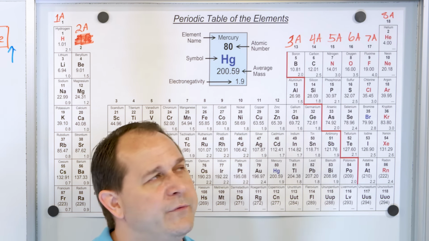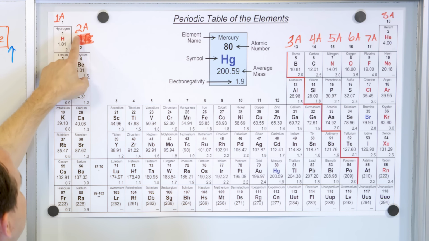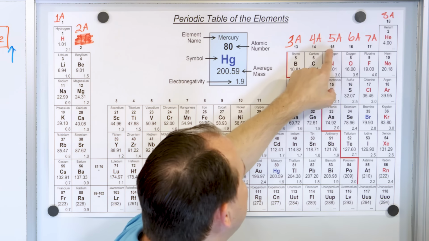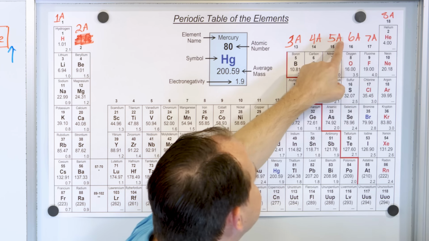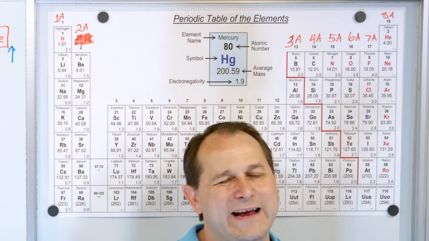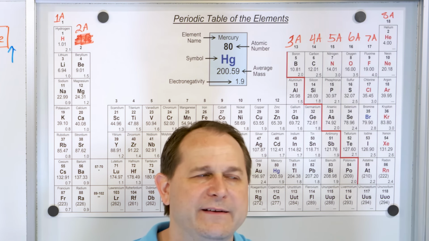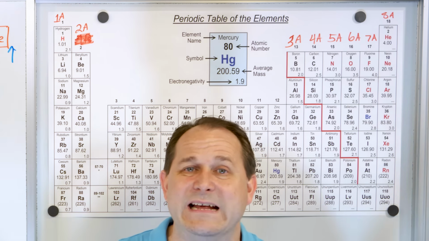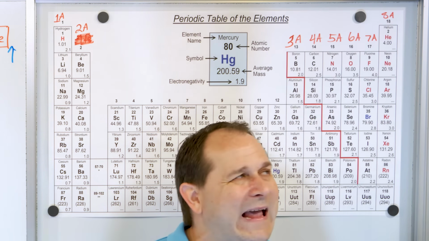It's just a label. Who cares if we call this group 2A or group 2? Who cares if we call this thing group 15 or group 5A, or group 18 and group 8A? And you'll understand more about the numbers here later. It again has to do with electrons. It has to do with how many electrons fit in the orbitals around the atom, okay?